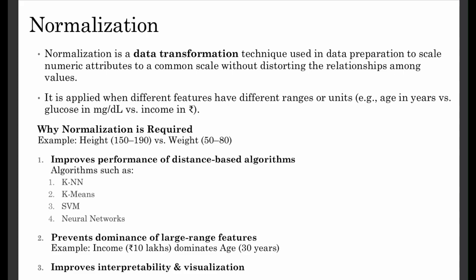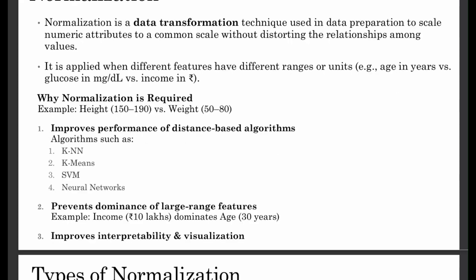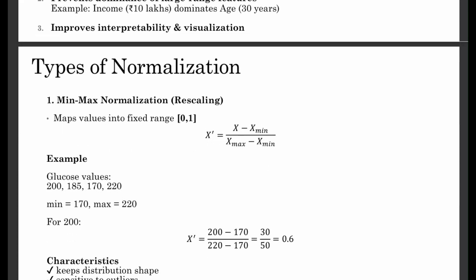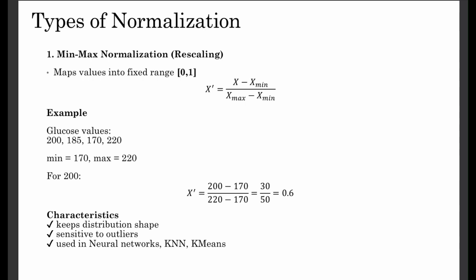Let's look at the three main normalization techniques. Technique 1, minimum maximum normalization. It maps values to the range 0 and 1. The formula is x dash is equal to x minus x minimum by x maximum minus x minimum.